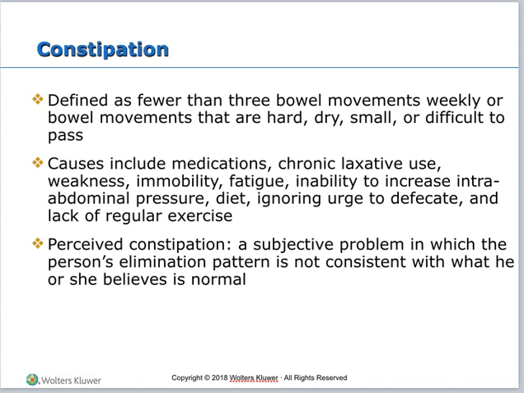And constipation is fewer than 3 bowel movements per week, or bowel movements that are hard, dry, small, or difficult to pass. Patients can have something called perceived constipation. That's a subjective problem in which the person's elimination pattern is not what they feel it should be. And so sometimes we have to do an assessment and then offer education. And that will help them adjust their expectations to what is quote, unquote, normal.